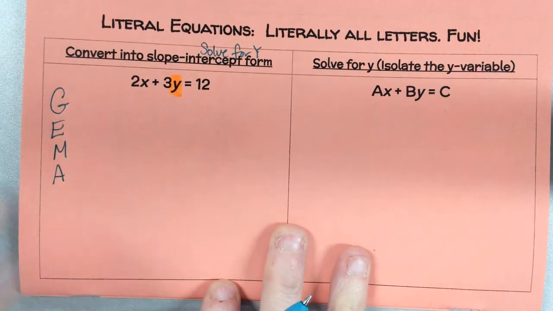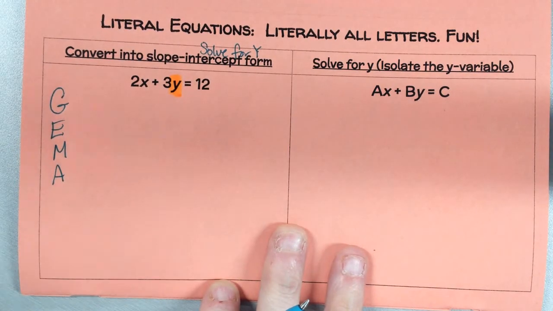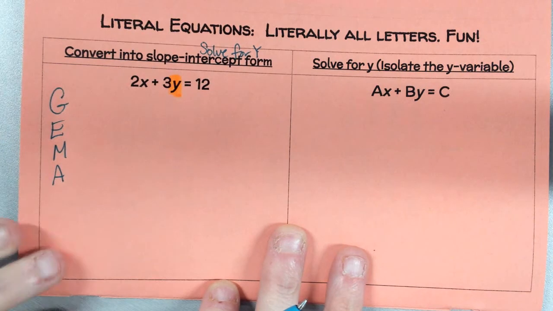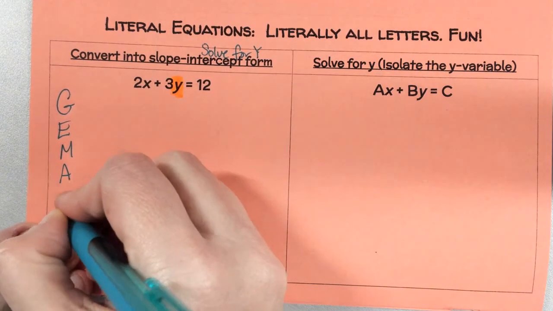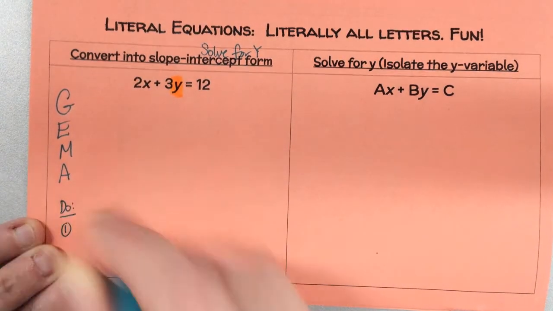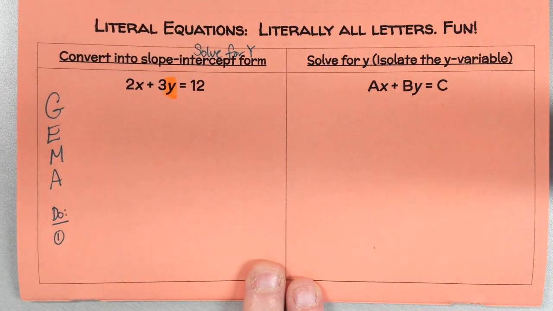And I'm doing that to help myself remember what I've got to check for, okay? And then I'm going to write "do" and 1. Now, I don't know how many steps I'm going to have, so I'm going to write 1. I'm not going to write "undo" until I'm ready for it. But I know there's going to be at least one step, okay?